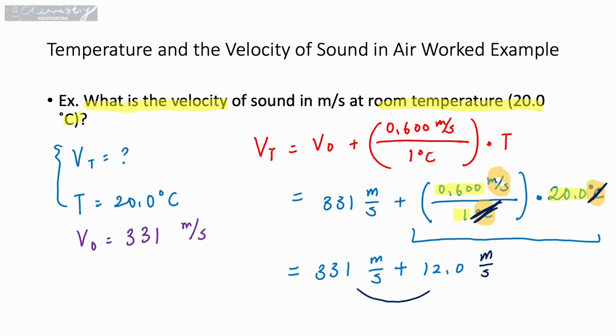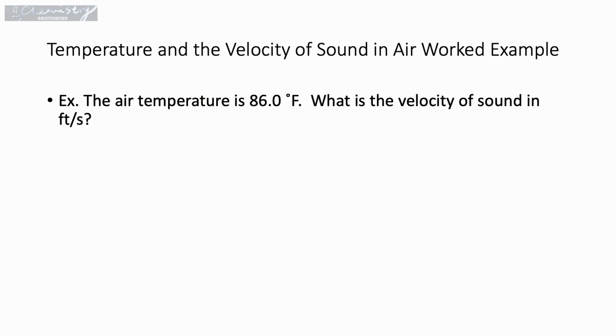Now they are the same unit, both of them meters per second, so we can add them up, and that is 343 meters per second, which makes sense because velocity is distance over time, and this is meters over seconds. For this question, I hope that you can take some time to pause the video and try it yourself and come back when you are ready.